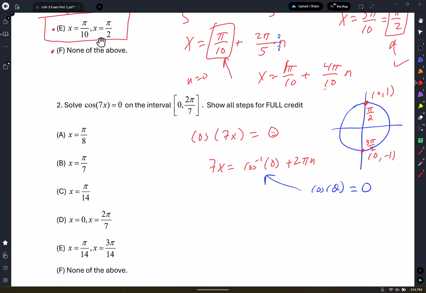So now I'm going to write 2 expressions. I'm going to write 7x1 equals, and the first one is pi over 2, that's what our cosine of 0 is, plus 2 pi n, semicolon, to do the next line, 7x2 equals 3 pi over 2 plus 2 pi n.